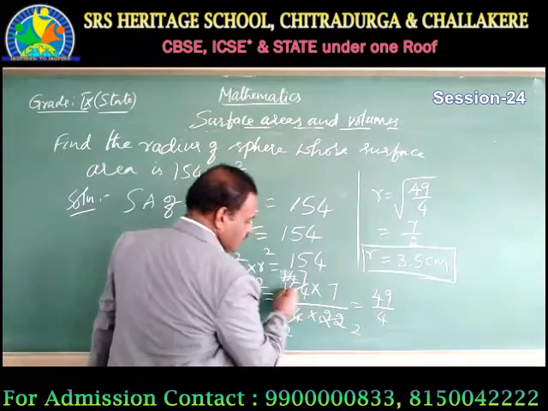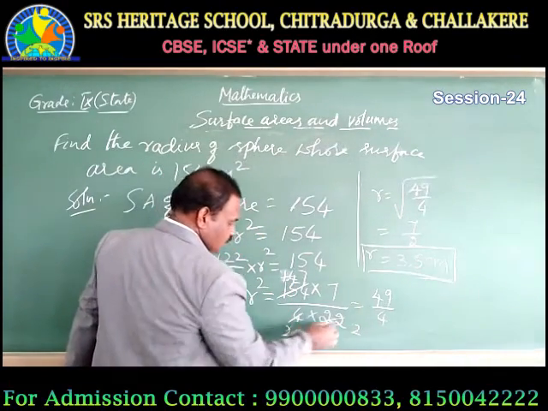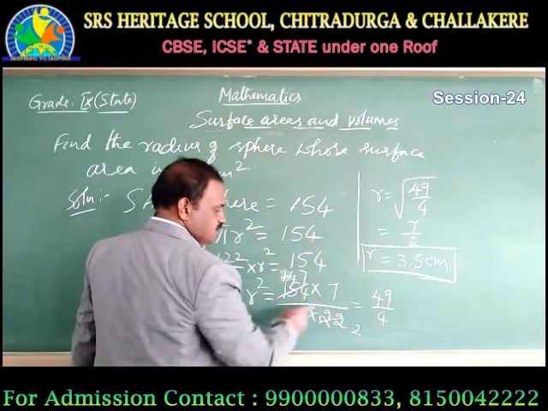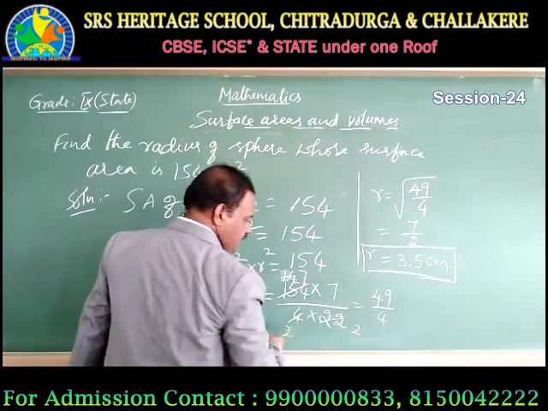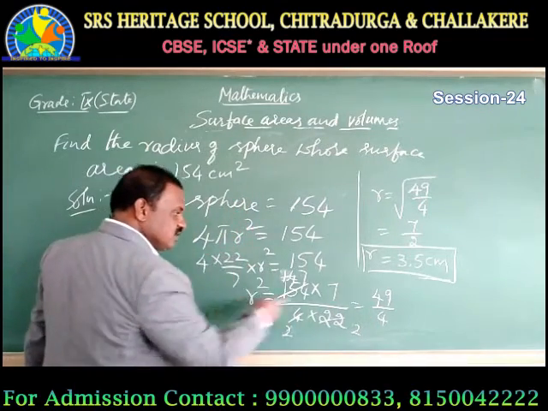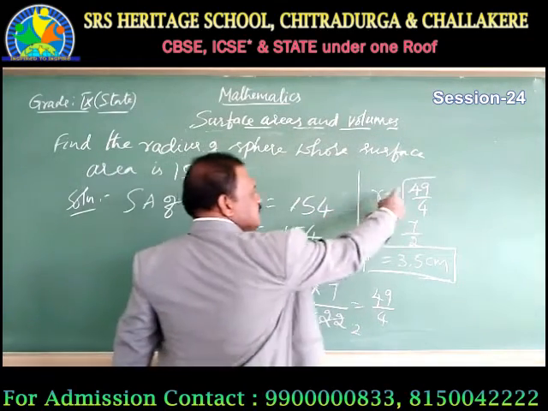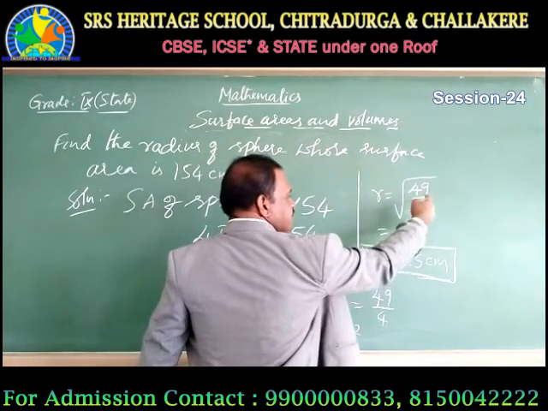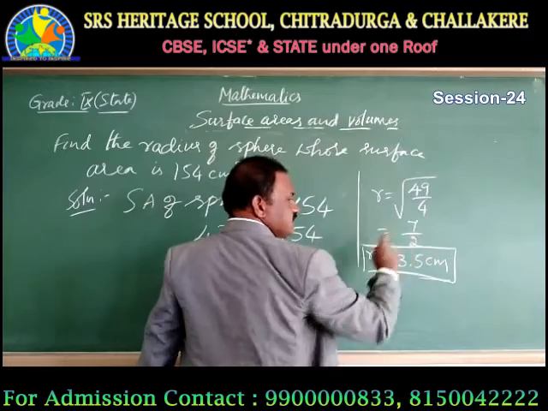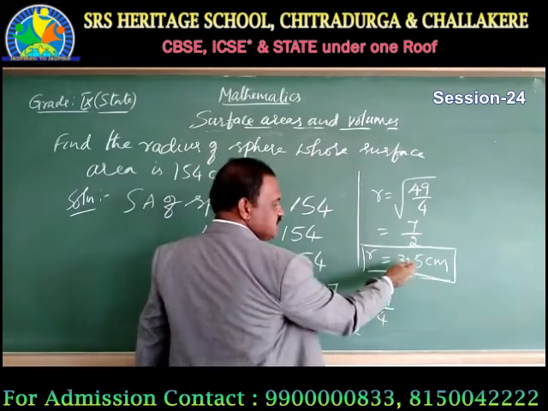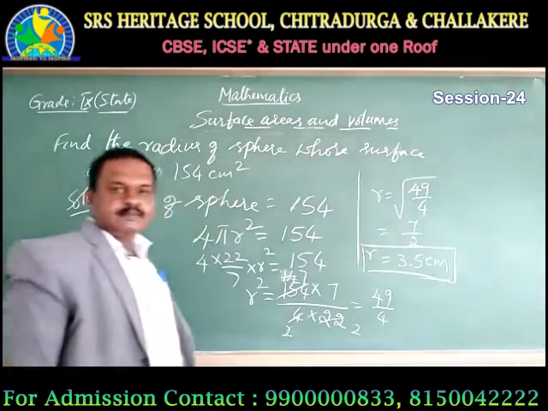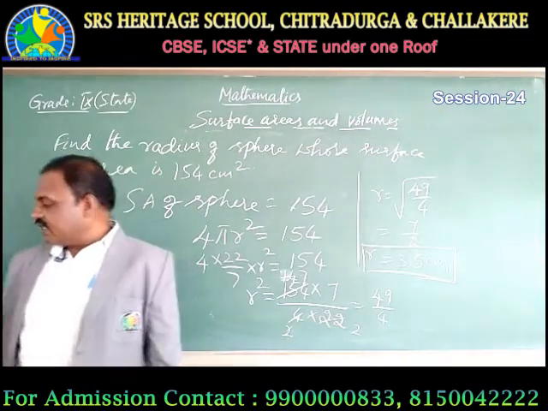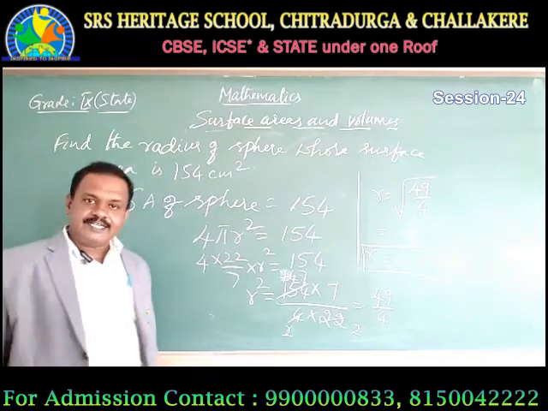11 2s are 22, 11 4s are 44. Then we can take 2 7s are 14, 2 2s are 4, 2 7s are 14, 7 into 7 is 49, 2 into 2 is 4. So here r square is 49 by 4. Then r becomes the square root of 49 by 4. The square root of 49 is 7 and the square root of 4 is 2. So 7 by 2 is nothing but half of 7. So half of 7 is 3.5 centimeter. In this way, we can solve the problems related to the surface area of a sphere.